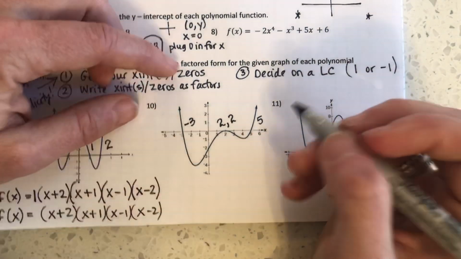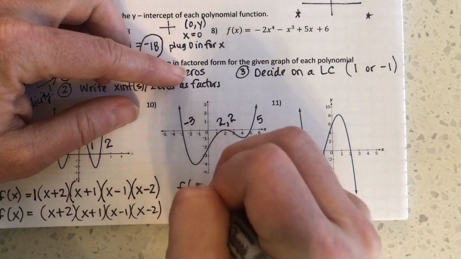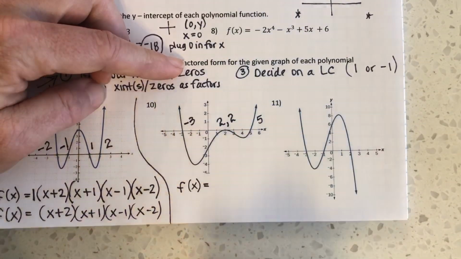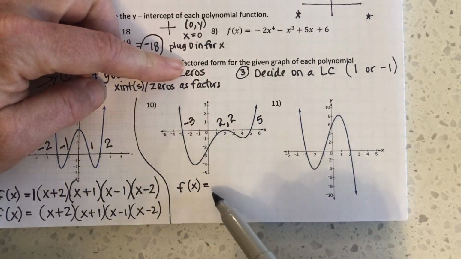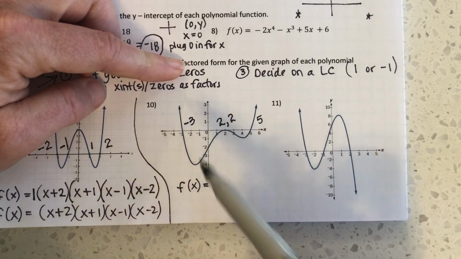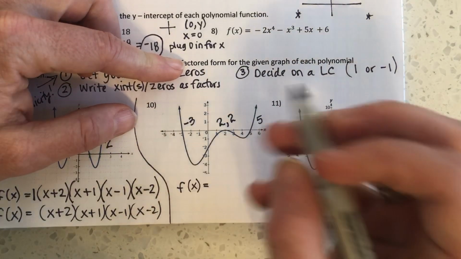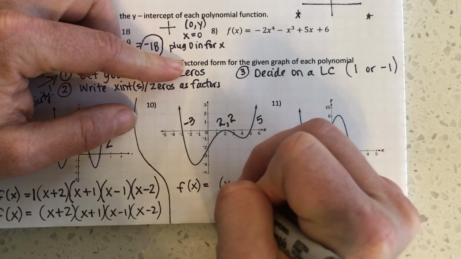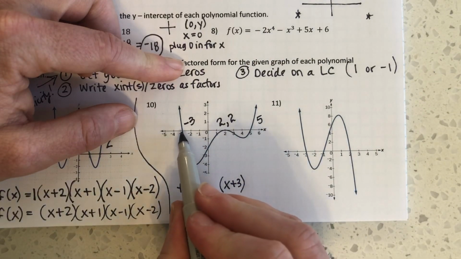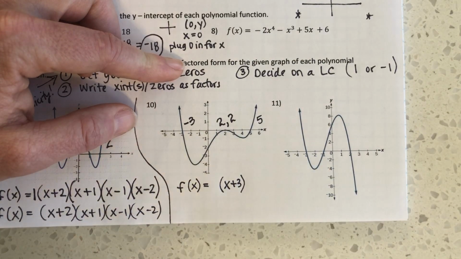All right, so let's do it. So f of x equals, all right, leave a little room to add a leading coefficient, and let's start writing our factors. If I had a zero at -3, then I must have had a factor of x plus 3 that I set equal to 0 and solved. And like I said, it goes straight through, so it's not squared or raised to the third power or anything.